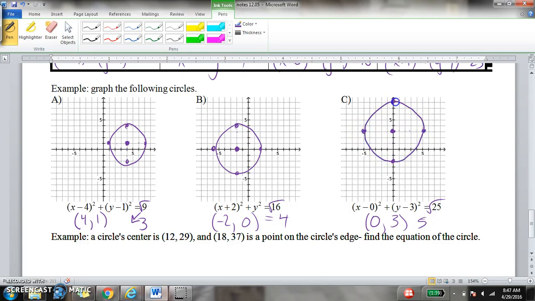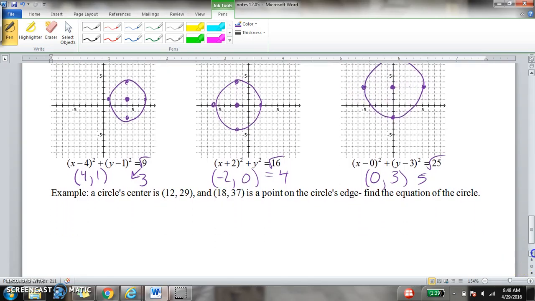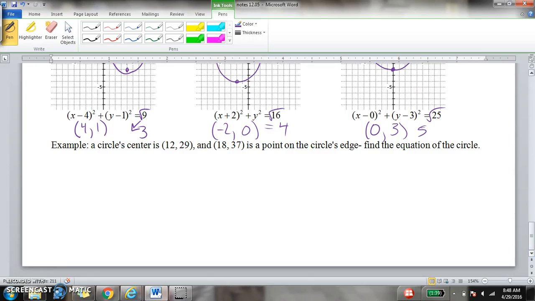All right. Last problem. It says a circle's center is at 12, 29, and 18, 37 is a point on the circle's edge. Find the equation of the circle. So we have the center, but the other thing we need for the equation is the radius. If it tells us this is the center of the circle and this is a point on the circle's edge, then the distance between these two is going to equal the radius, because the definition of radius is the distance from the center to the outer edge of the circle.